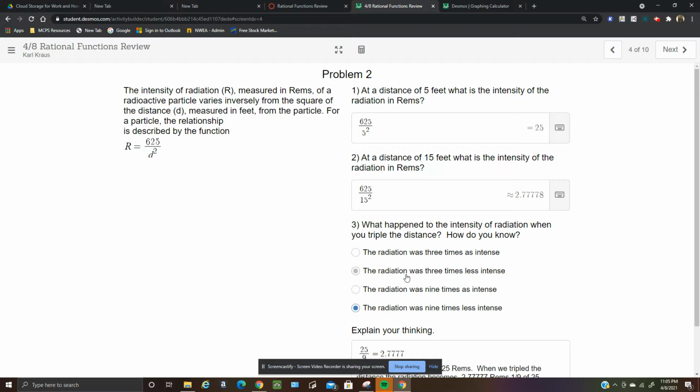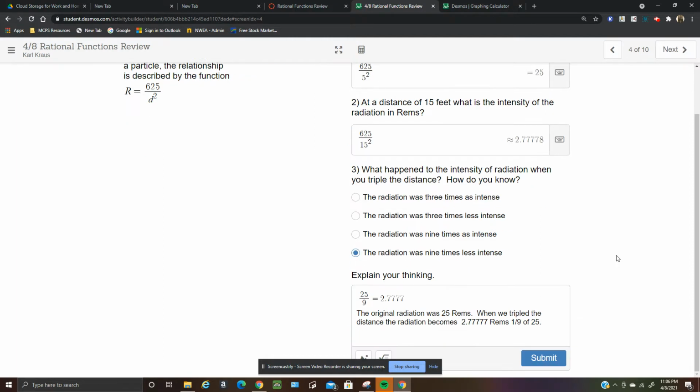That's not true. Radiation was 3 times less. So if you divide this by 3, you get 8.3 repeating, not 2.778 or 2.7 repeating. The radiation was 9 times. The 9 times 25 would be 225, not this number. So this has to be the right answer. The radiation was 9 times less intense. If you do 25 divided by 9, you do get 2.7 repeating.